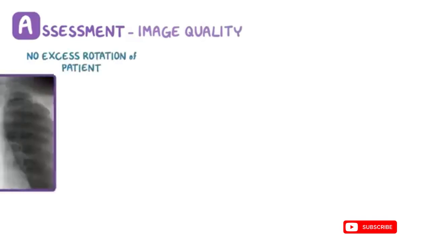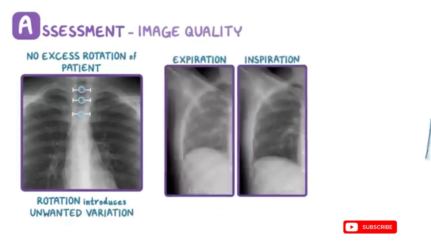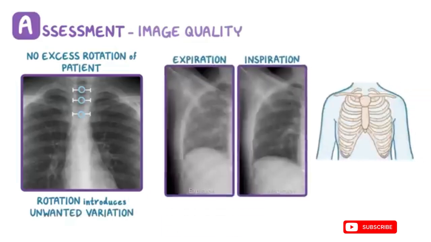For example, to ensure there isn't excess rotation of the patient, you should make sure that the medial ends of the spinous processes are equally distant from the border of the vertebral bodies. Rotation throws off the usual X-ray anatomy and introduces unwanted variation. Next, a good inspiration film should show at least the 10th or 11th posterior ribs. If the lungs are not fully expanded, we might miss important diseases.